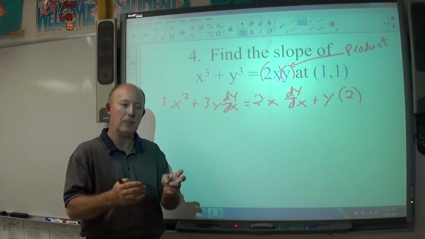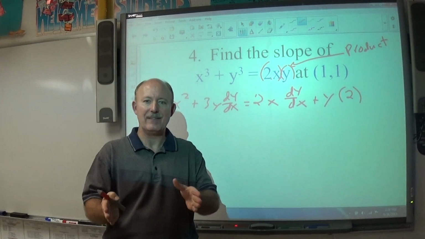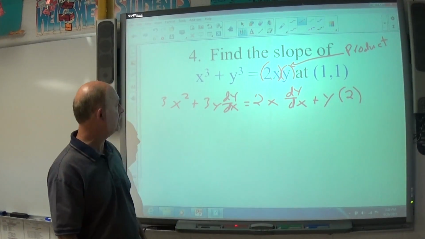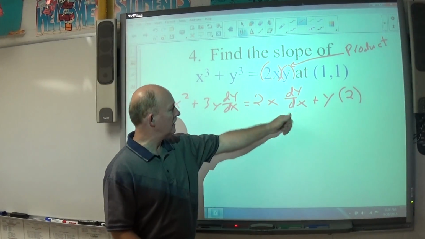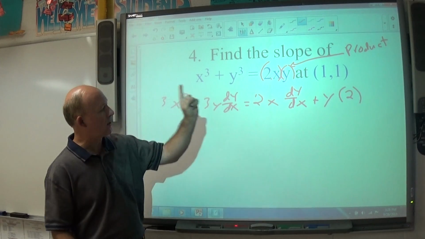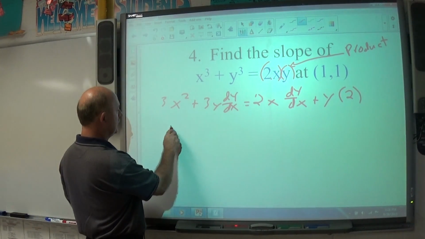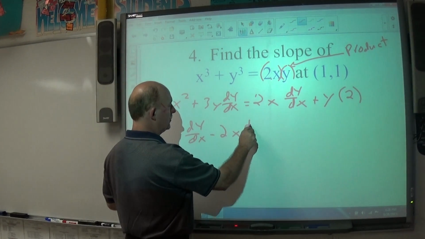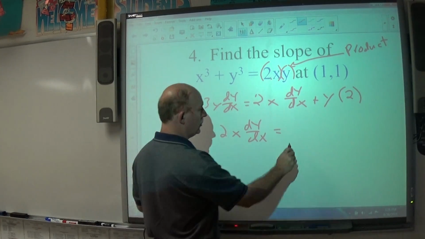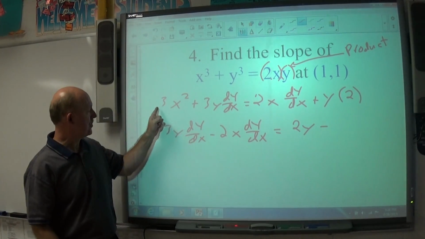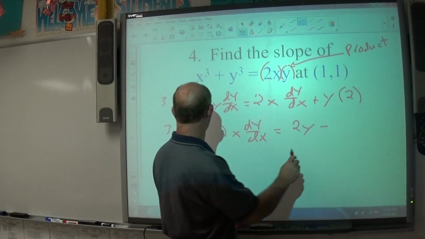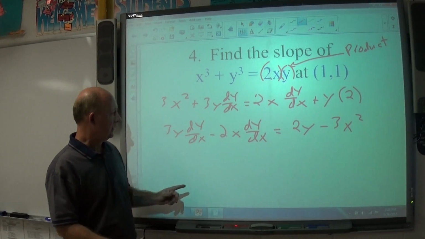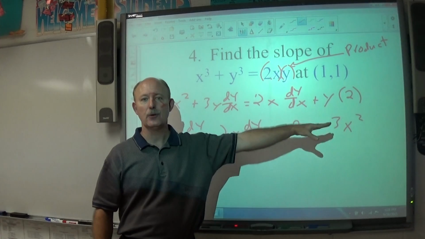That's the first step. The second step is to get all terms that have dy/dx in them on the left-hand side of the equal sign, and everything else on the right-hand side. That means I need to move the 2x dy/dx to this side and change the sign. The 3x squared has to go to the right-hand side. So we'll bring the 3y dy over dx down, minus 2x times dy over dx, and this will be equal to 2y minus 3x squared, since the 3x squared becomes negative when we take it to the other side.